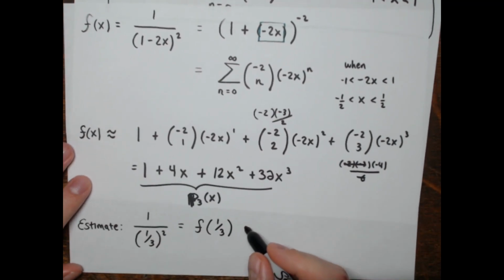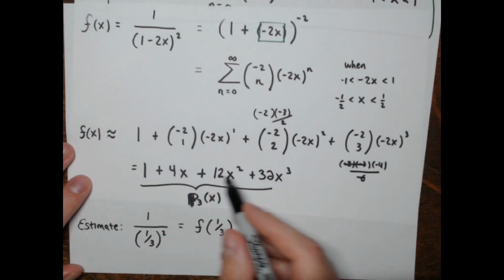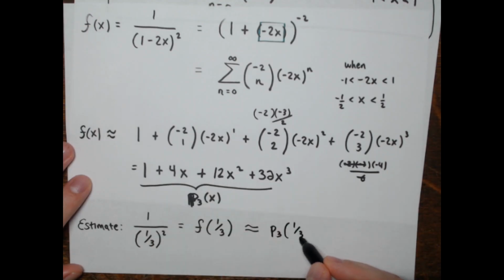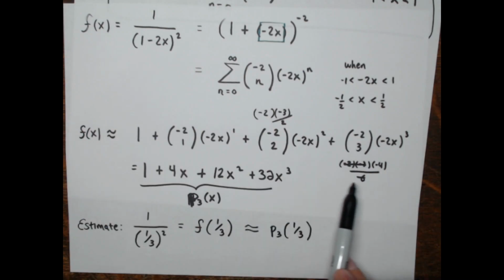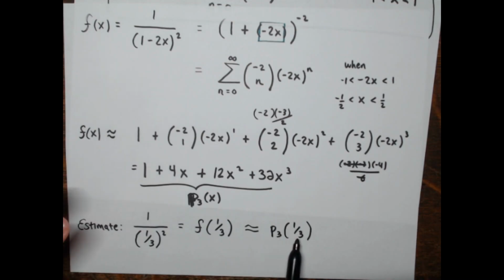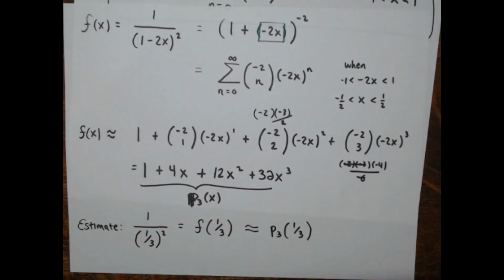So this should be approximately equal to the value of this third degree polynomial at 1/3. And 1/3 is in our interval, so we could use this as an approximation. The more and more terms that are added on, it would actually converge to f at 1/3, but we're using this just to approximate. Now the approximation might not be great, but that's all they want us to do. So I'm going to put this into my calculator again.